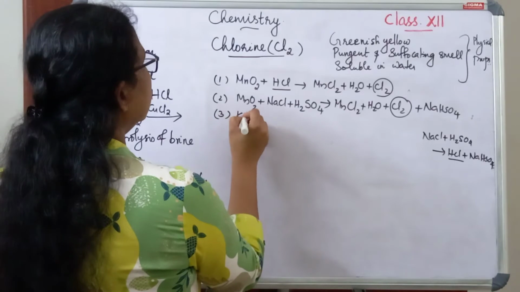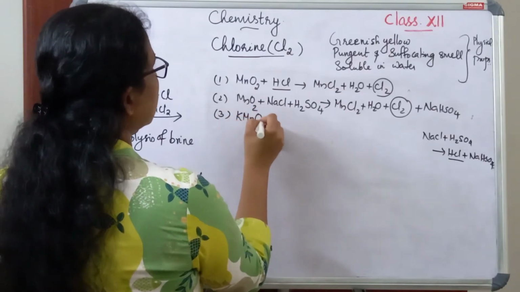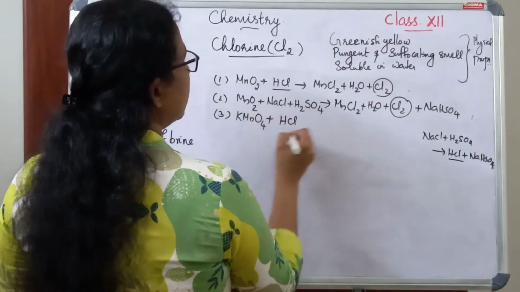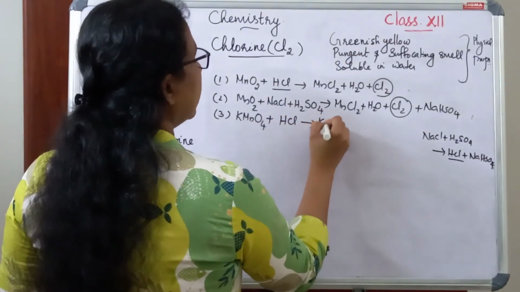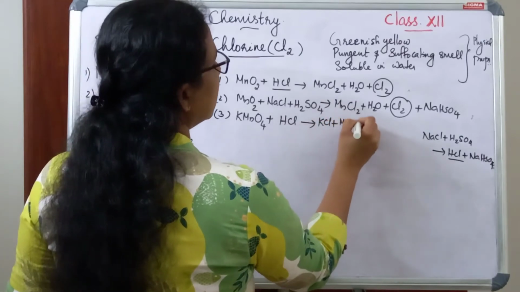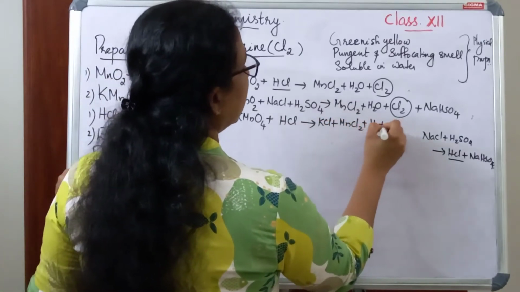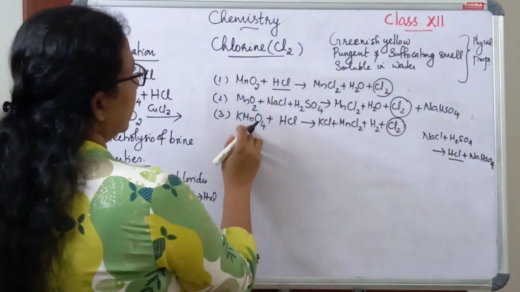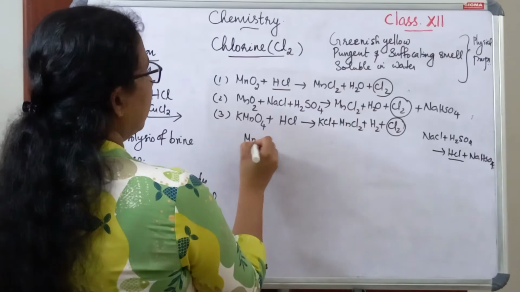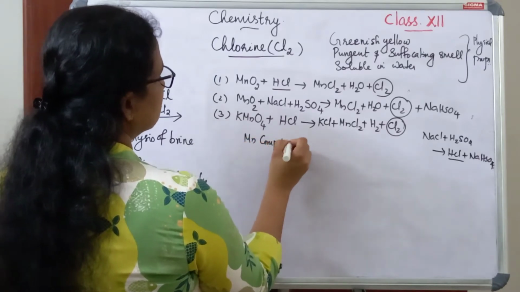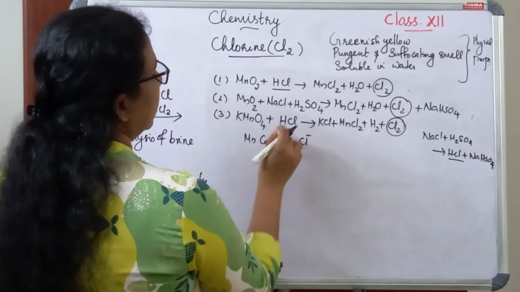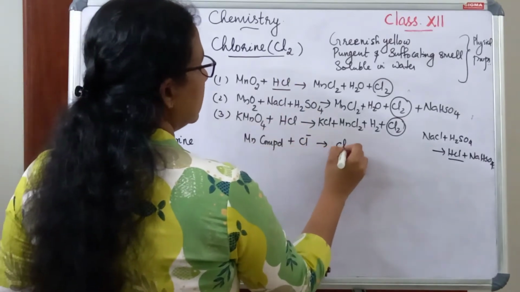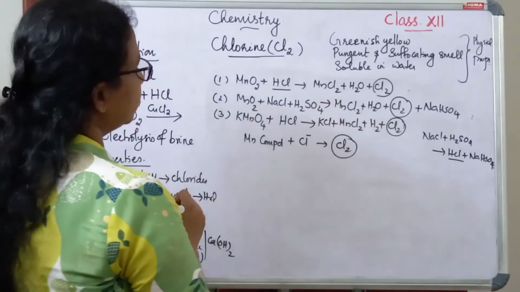Third reaction is another manganese compound, that is KMnO4, potassium permanganate. Here also we will use HCl. In this case we will get KCl, MnCl2, H2O and Cl2. So in all these cases we will get Cl2. So the manganese compound reacts with Cl minus. In all these cases Cl minus will be there. So it produces Cl2. So that is the reaction.